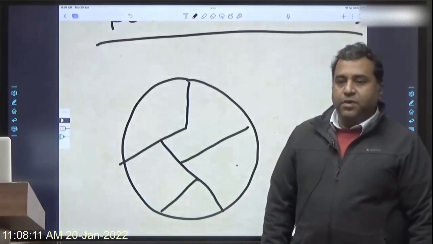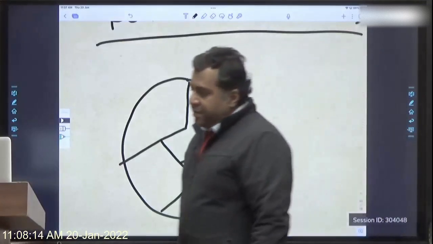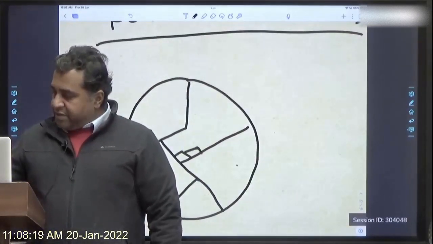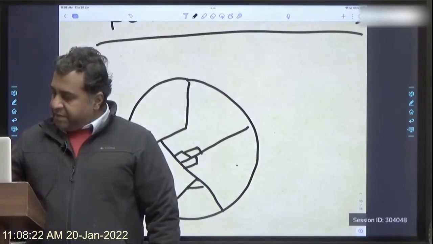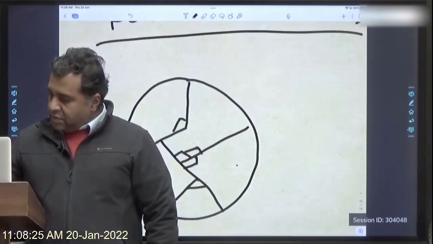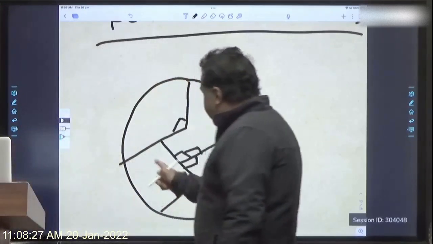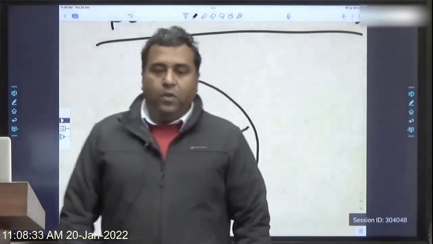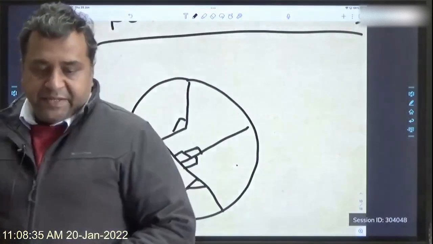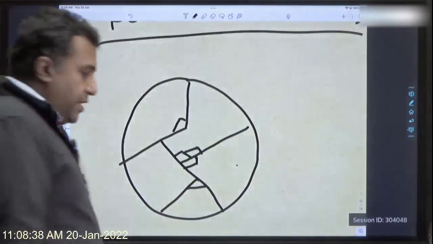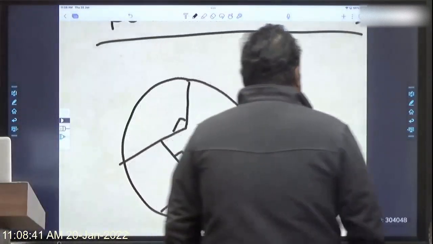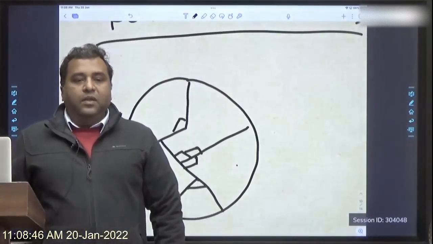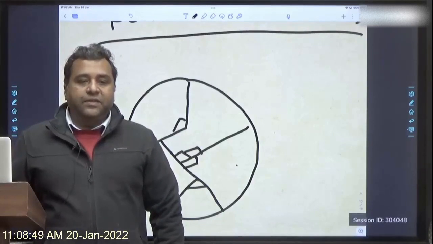Also, there might be big pieces and small pieces of the lithosphere. You can see here, you have these bigger pieces and you also have these smaller pieces of the lithosphere. All of these are called plates.